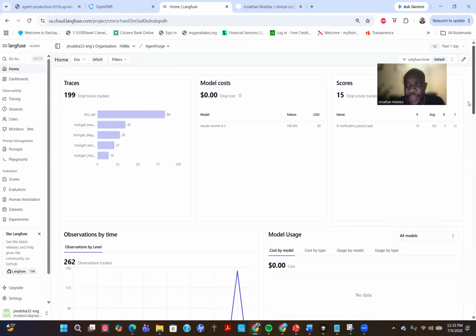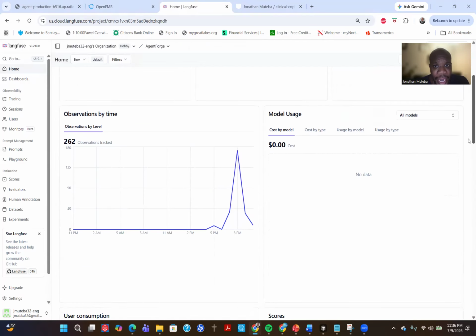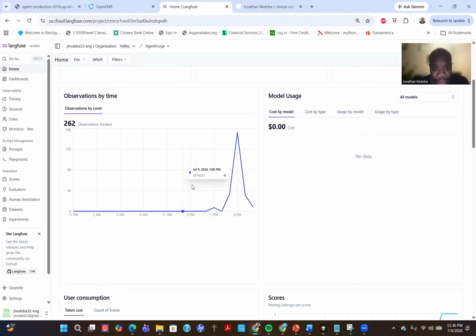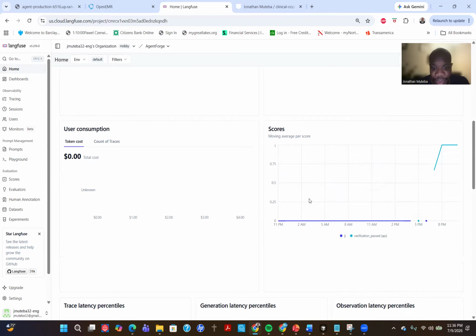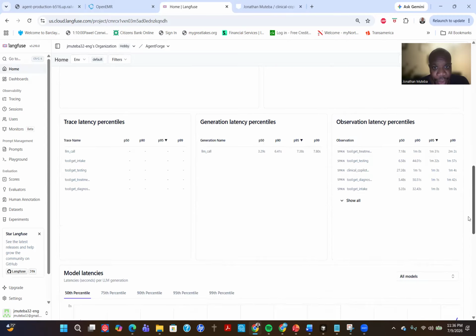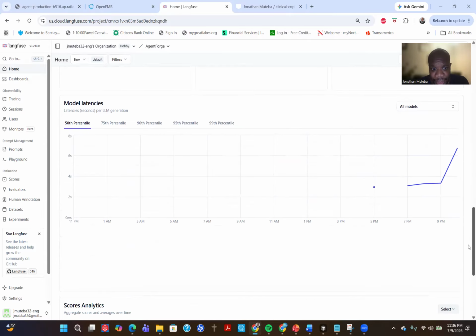We have here our Langfuse views, and this is where we have our observability and our evals. We have our traces, which is 199. We have our model cost, which is 0. We have a score of 15. And then here we have the observation by time, so you can see that we have this nice, lovely graph. Then we have our score right here at the bottom with user consumption, and also our information about latency and our latency model.